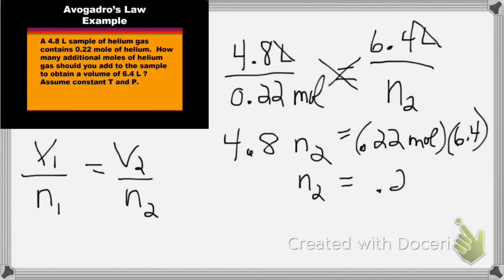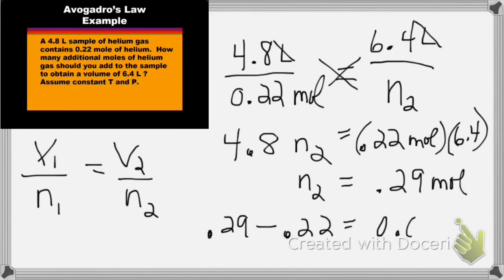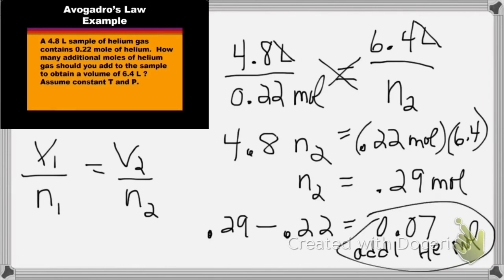0.29 moles. Now notice that was not the question. They asked how many additional moles need to be added to that volume. So we need to subtract those two numbers. So 0.29 minus 0.22, and we would have 0.07 additional helium moles need to be added. That would be our final answer.